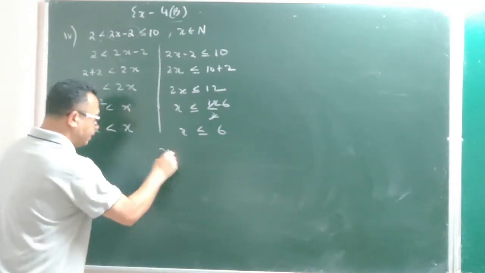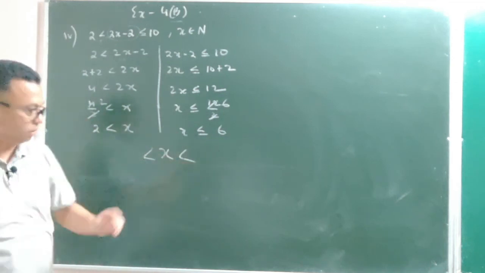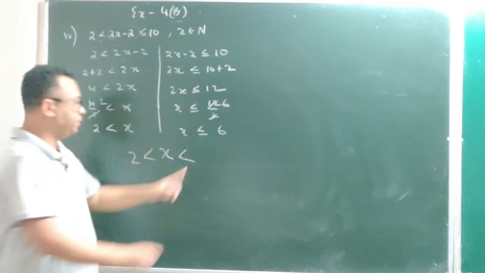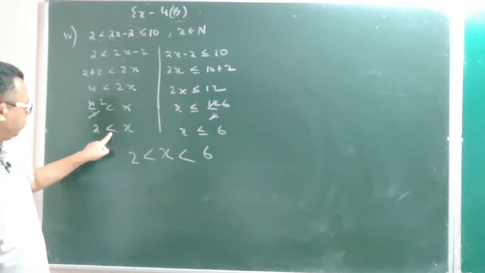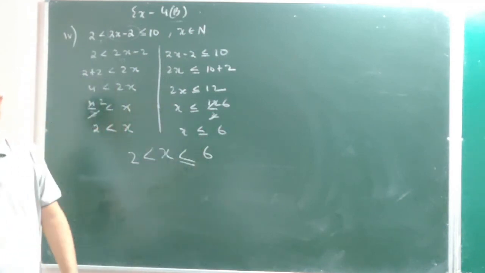Now as I told you, write x and make the two arrows face like this. Out of the two answers, whichever is smaller, write it on the left side. One is 2, the other one is 6. So 2 is smaller, write it on the left side, and 6 is bigger, write it towards the right side. With 2 there is no equal to sign, and with 6 there is an equal to sign. So write it like this, with equal to.